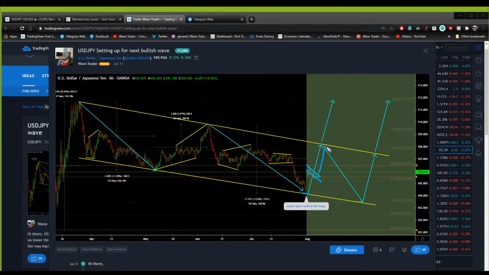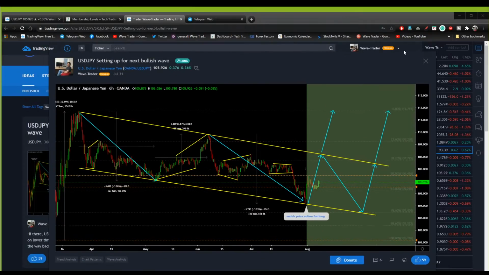And break that bigger ABC move, bigger WXYZ, whatever you want to call that, WXY or WXYZ there. And go back up to that top. So that's a bigger flag.